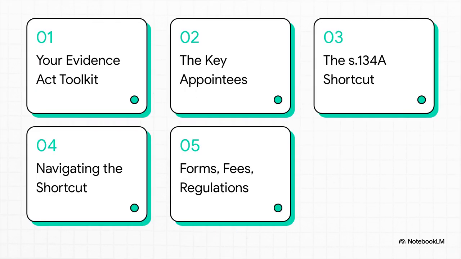So in this explainer, we're cracking open that toolkit. First up, we'll meet the key appointees. These are the folks who give evidence its official stamp of approval. Then, the big one. We are going to master the Section 134A document shortcut. It's a total game changer for civil cases. We'll cover how to navigate it, and then we'll wrap up with the forms, fees, and regulations. You know, the nuts and bolts that make it all work.